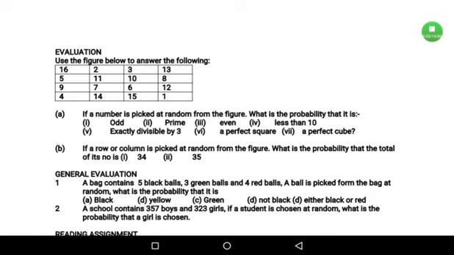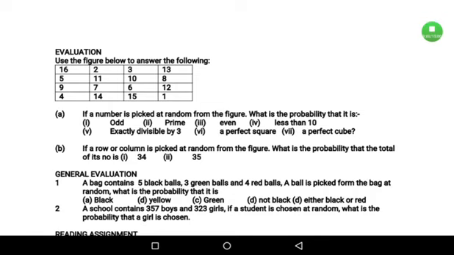Don't forget that 1 is not a prime number because that's only one factor. All prime numbers have 2 factors, 1 and themselves. So you count the prime numbers over total number of entries. That's the probability. Even, same thing. Less than 10, the same thing.